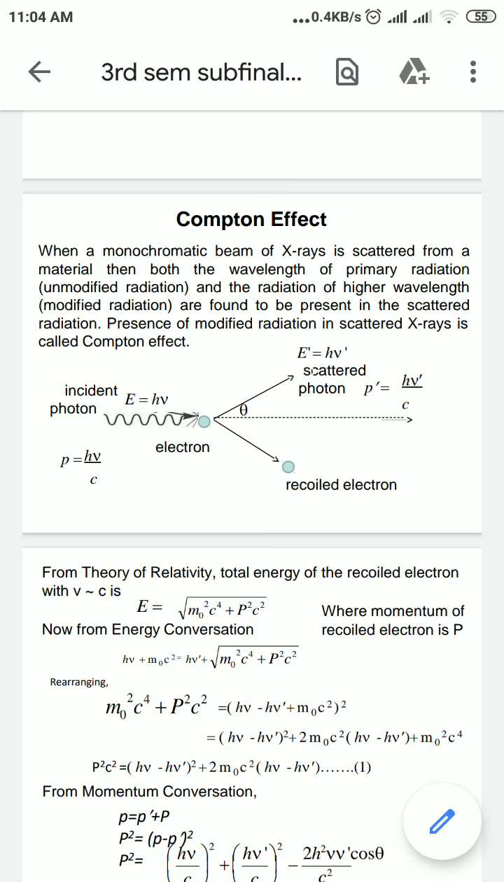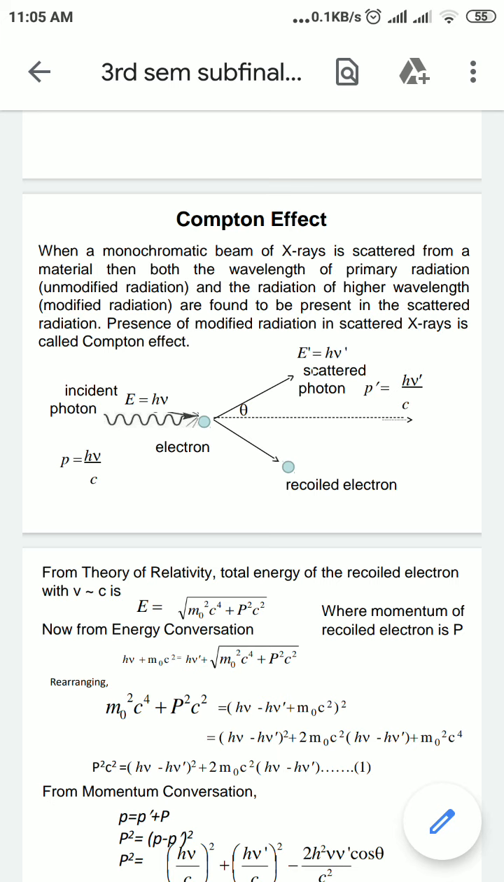Here it is an electron. So it is scattered from an electron, and after scattering, the beam contains both the incident frequency and a different frequency. There is another radiation scattered from the target which has a different frequency. So the Compton effect says that the frequency of the incident beam changes after scattering.